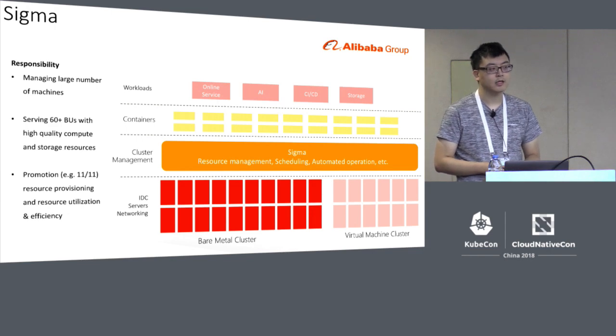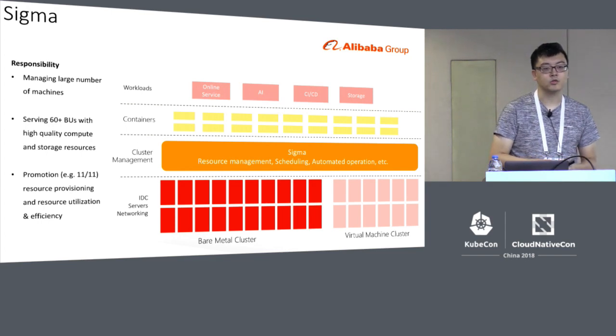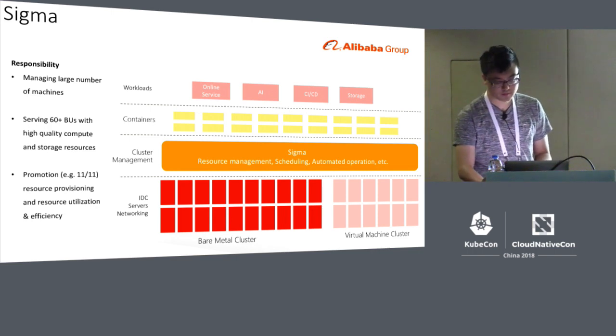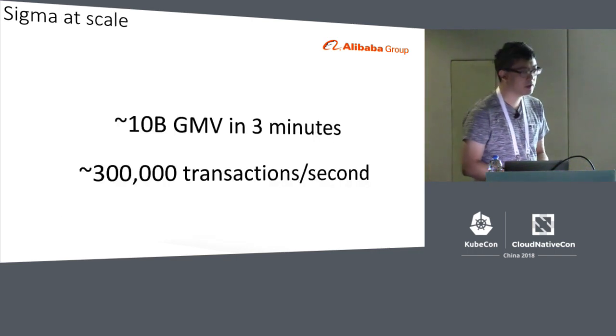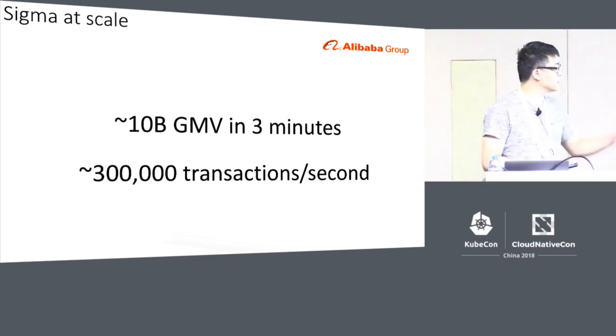Sigma actually manages a large number of machines inside Alibaba, and we're serving over 60 BUs with high quality and storage resources, and we also support the November 11th, and this year we actually work on the stack establishing. Well, later I will talk about the scale of Sigma.